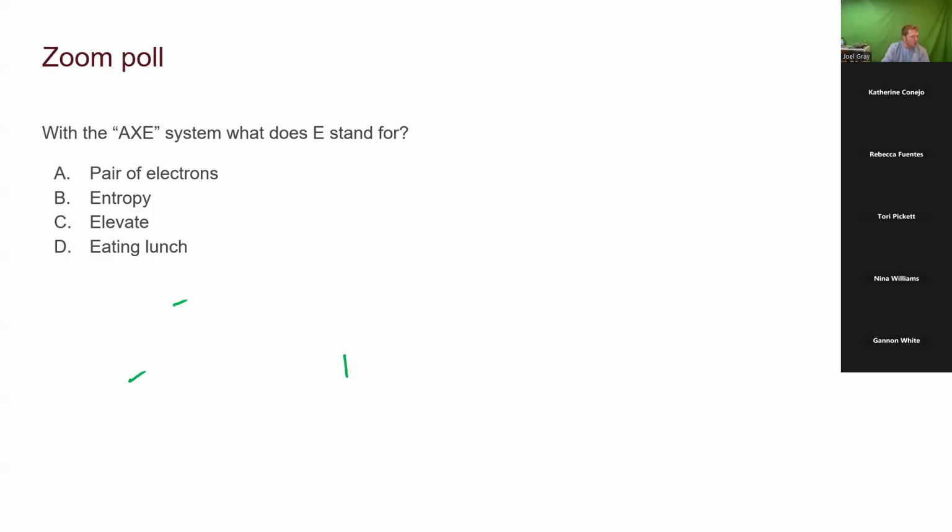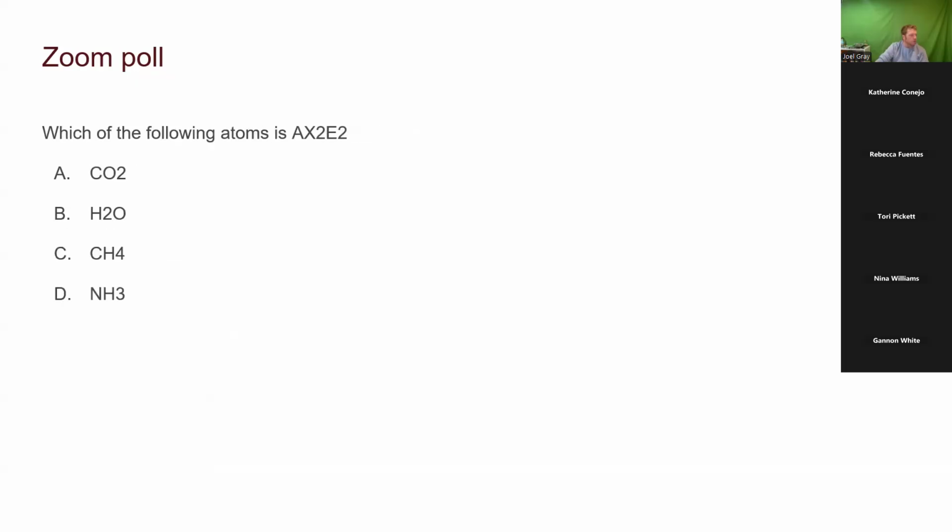Okay, so the correct answer for this question was pair of electrons. Absolutely. So I'm going to end the poll. Great job, everyone. Next up we've got another poll question, and that poll question reads, which of the following atoms is AX2E2?